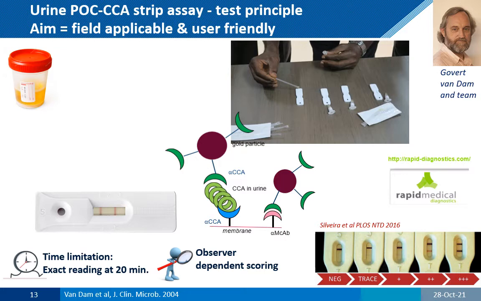But clearly this makes the scoring an observer-dependent procedure. In particular, it has been debated where to make the cutoff between trace and truly positive. Also because so often there is no satisfying reference test to determine the true infection status of each individual. Also, the reading of the strip should be done exactly at 20 minutes, which can give some logistical challenges.